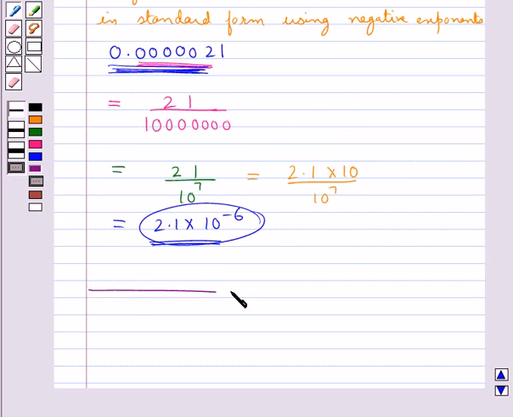This completes the session. Hope you have understood the concept of exponents and powers.